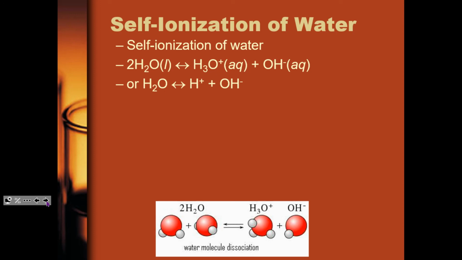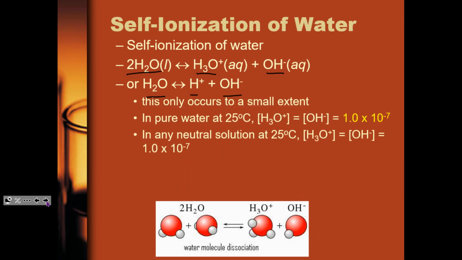So the self-ionization of water is when we take water and we bust it apart into its ions. So we have two waters, breaks apart into H3O plus and OH minus. We can also say that H2O breaks apart into H plus and OH minus if we just have a single one. This occurs to a small extent in pure water at 25 degrees Celsius. The H3O plus concentration and the OH concentration are equal to 1 times 10 to the negative 7th, which is considered neutral when they're the same. In any neutral solution, we have these all equal to each other.